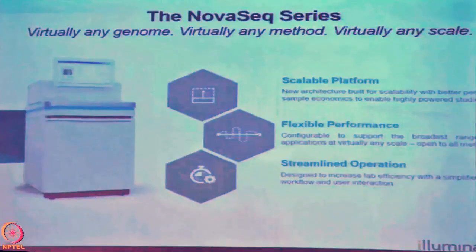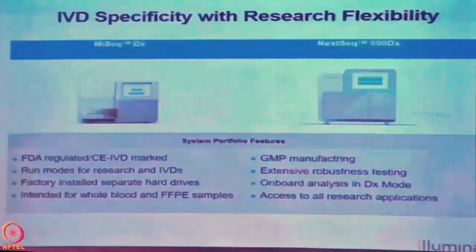So I'm telling you this because this is the NovaSeq 6000 series, it generates 6 TB data, but it can virtually sequence any genome, any targeted panel, any method, and any scale, right? So this technology is basically what people use for targeted therapy. Let me show some examples. This is the iSeq. These are two Dx models, the NextSeq and MiSeq.